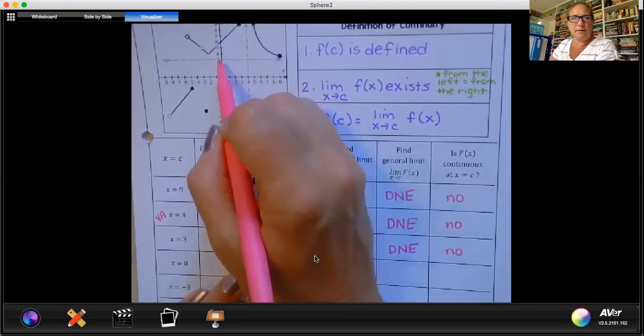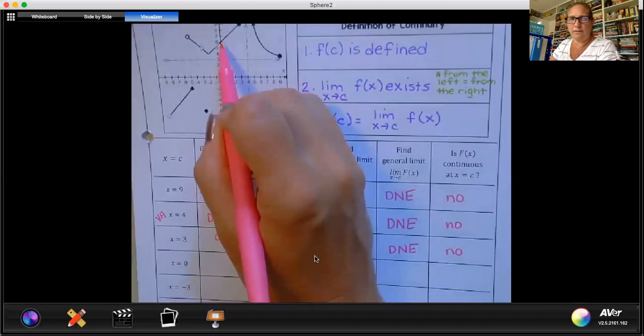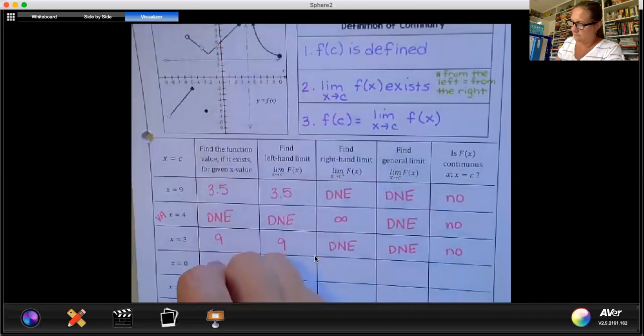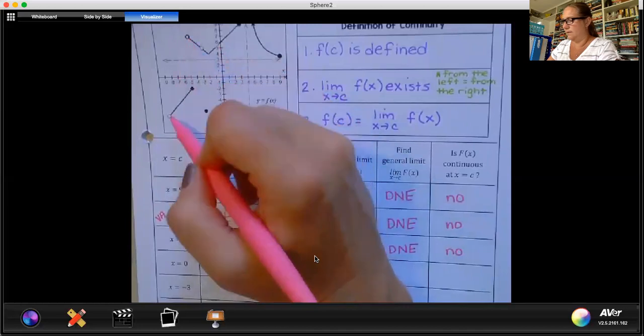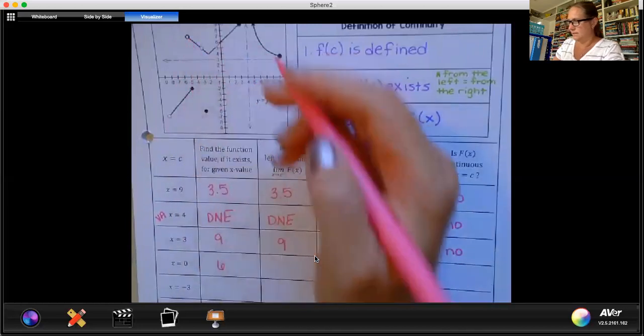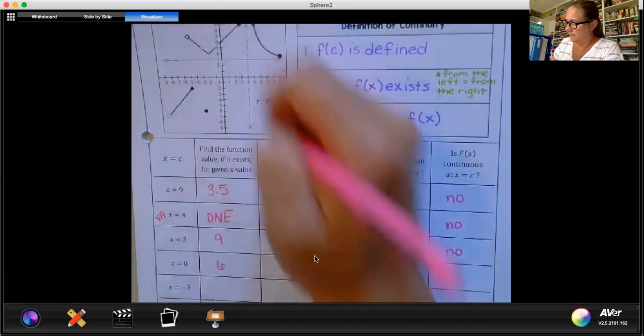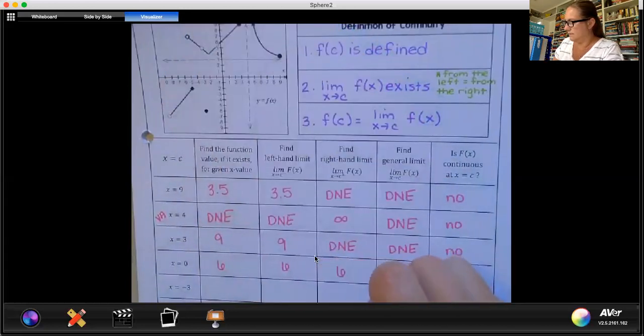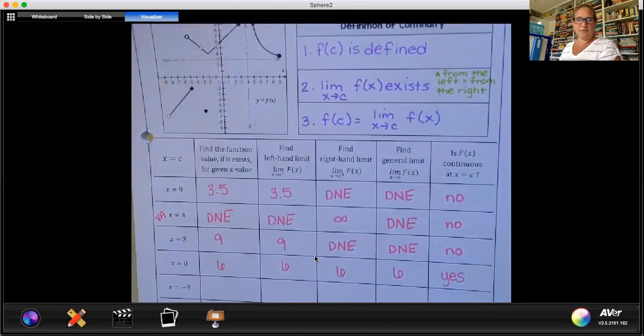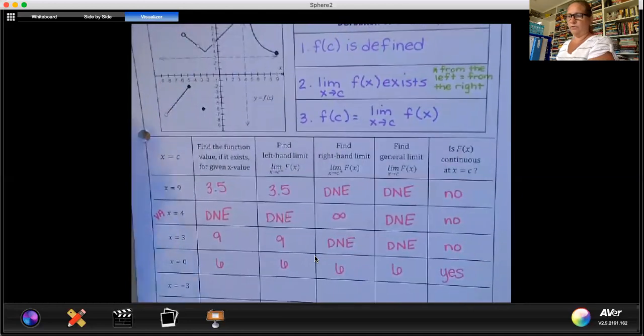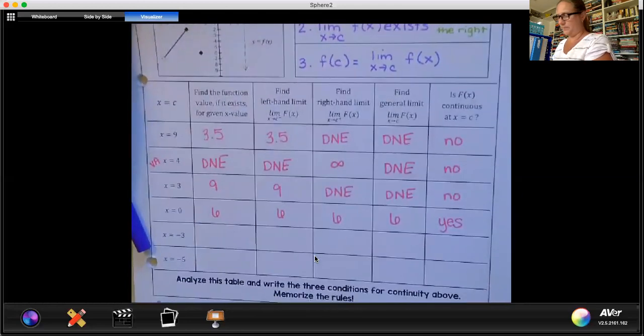X equals 0. Functional value is 6. From the left, 6. From the right, 6. General limit, 6. Yes, it is continuous at that value. If you would like to pause the video and try -3 and -5 on your own, you're welcome to do so.